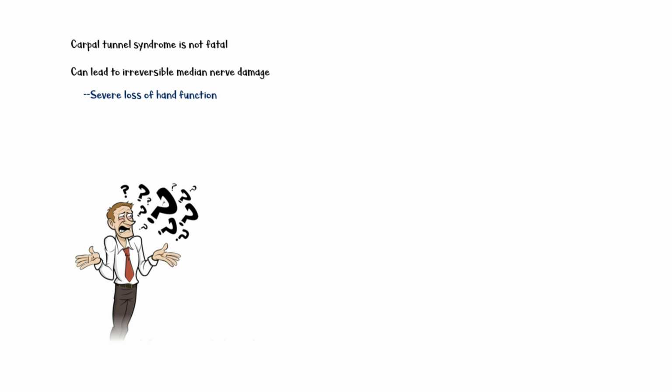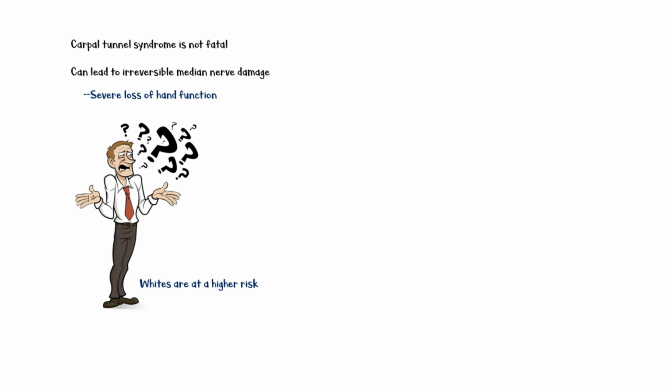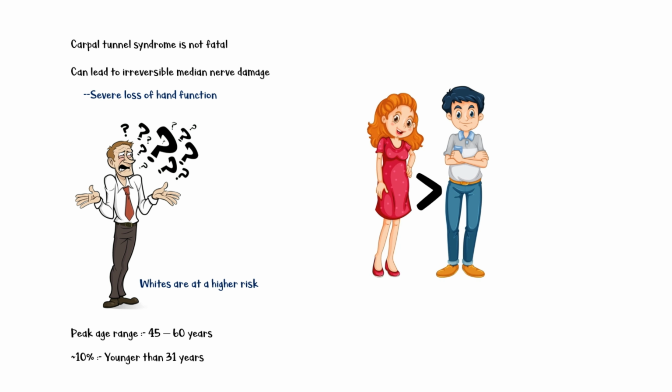Whites are at a higher risk of developing carpal tunnel syndrome. The peak age range for the disease is between 45 to 60 years, and about 10% of cases are reported in people aged less than 31 years. Females are more commonly affected than men, with a ratio of 3 to 10 to 1. Now let's discuss the causes and risk factors of carpal tunnel syndrome.